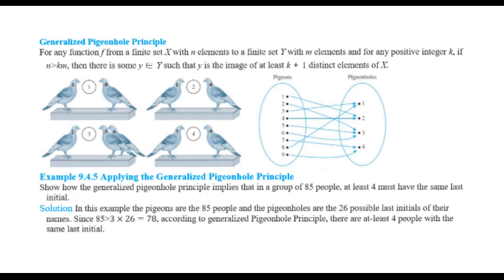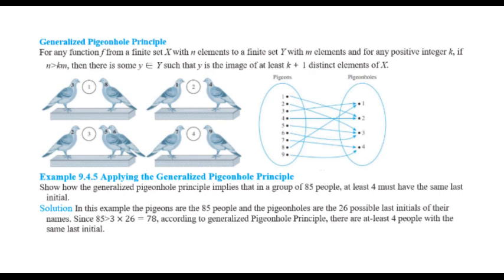If you want to define it in a more formal way, you need to use the definition of functions. So you can say for any function from a finite set X, the domain of the function, with n elements, to a finite set Y, which is the codomain with m elements, and for any positive integer k, if n is greater than k times m, then there is some y in the codomain such that y is the image of at least k plus one distinct elements in the domain.